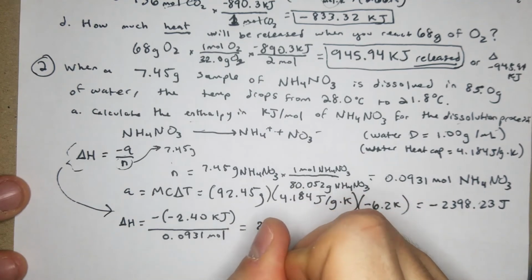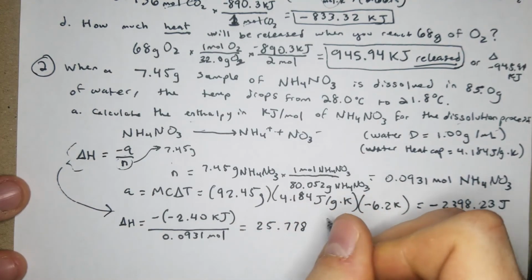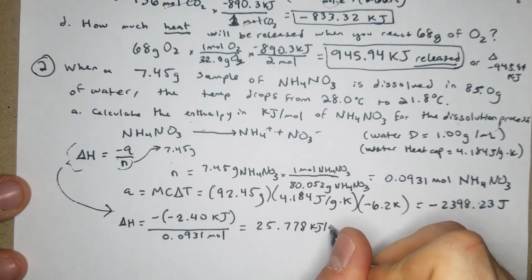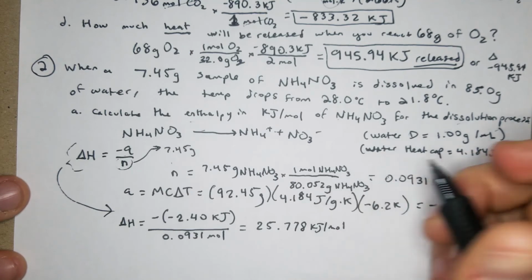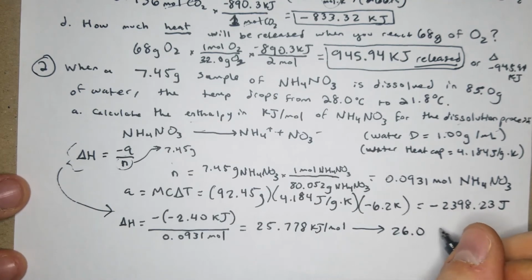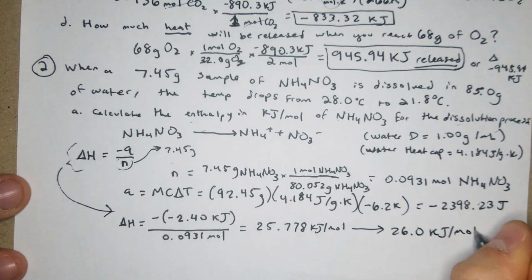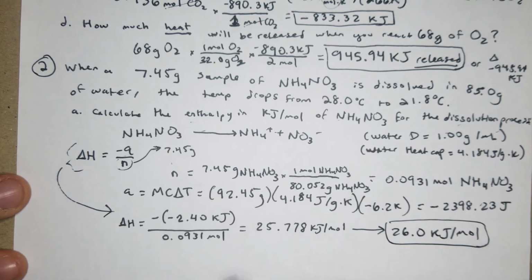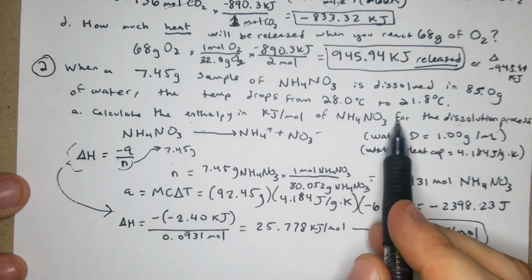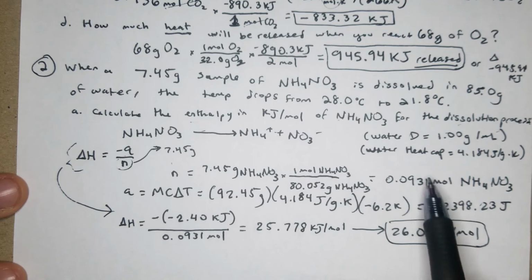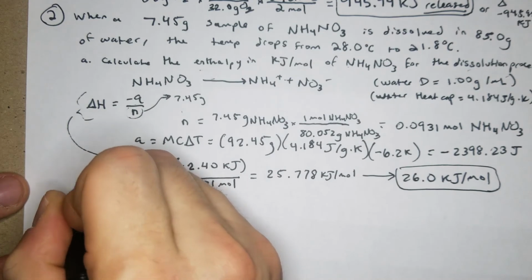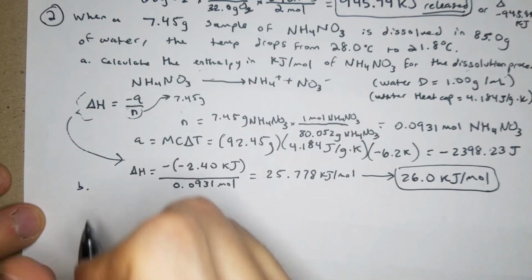Okay, we're going to get 25.778, and that's going to be kilojoules per mole. And if you want to do sig figs, you can do 26.0 kilojoules per mole, depending. So that's pretty straightforward. We calculated the enthalpy in kilojoules per mole of NH4NO3 for this reaction based on these numbers. So that's, again, kind of a slightly more unusual one, I think. We'll just do a couple more here, and then that'll be done.